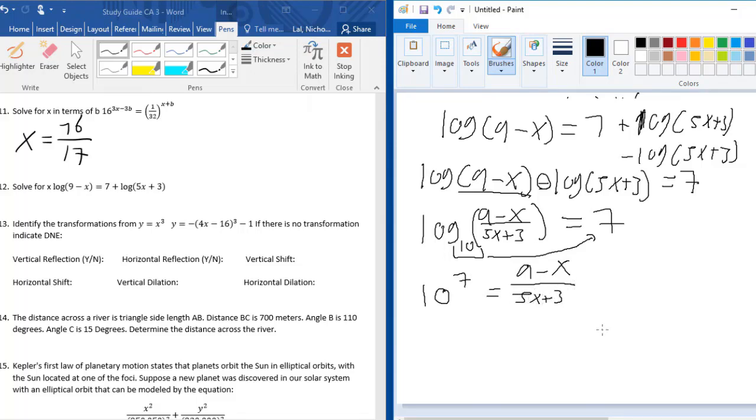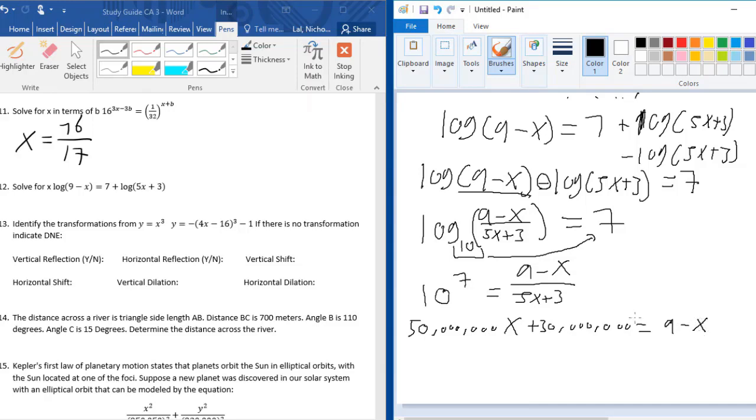And so now I need to solve for x. 10 to the 7th, by the way, is 10 million. I'll have 5x times 10 million, that's 50 million x, and then plus 3 times 10 million, that's going to be plus 30 million, is equal to 9 minus x.